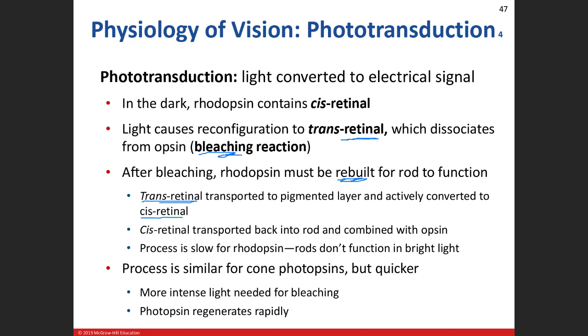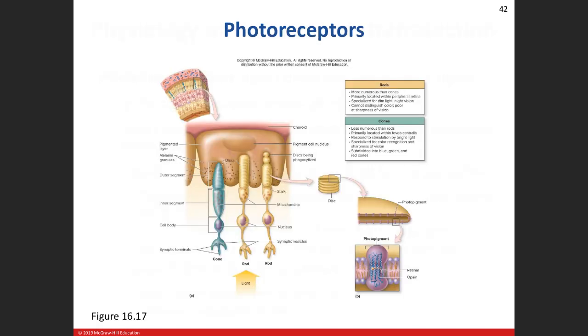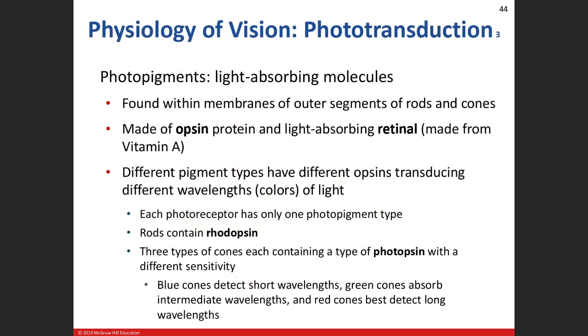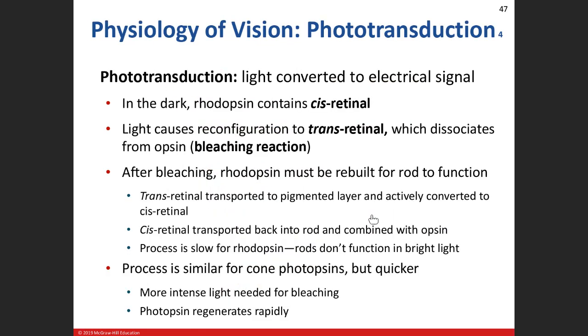The transretinal gets transported into the pigmented layer. What's the pigmented layer? Right here. So all it has to do is leave this disc here. The discs are here. It's just going to go into the pigmented layer for a moment, and we're going to convert it from the transretinal back into the cisretinal.